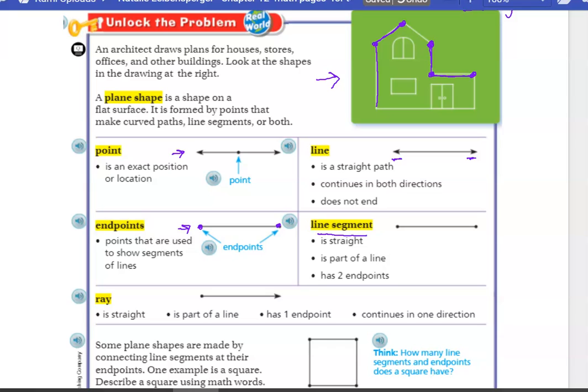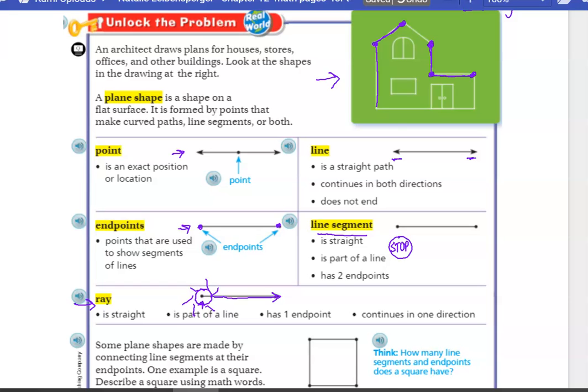Line segment is the next vocabulary word. Segment means a section. It's straight again, just like a line, and it shows part of a line, and it has two end points. So line segments stop at the end points. Think of each of them as having a stop sign at the end, whereas a line continues on in both directions. The last vocabulary word for this lesson is ray. A ray is a straight line. It has one end point where it stops, but the other end continues on in one direction. Again, this is part of a line. I think of this end point as the sun, and it's shining its ray out from it. That helps me remember what a ray is.